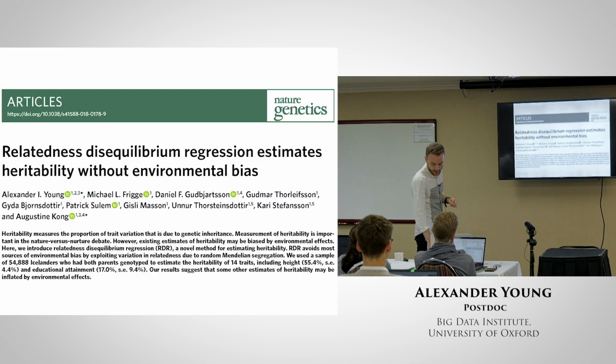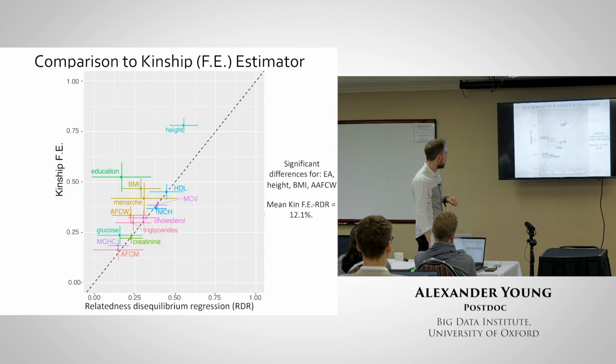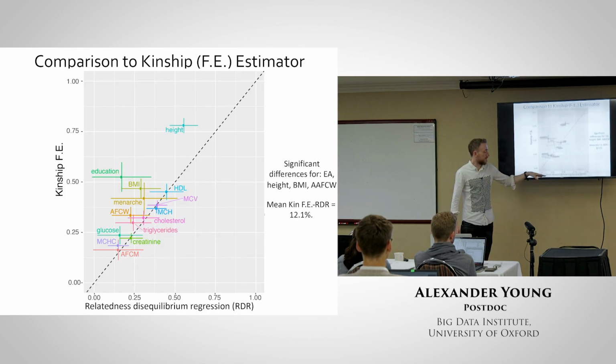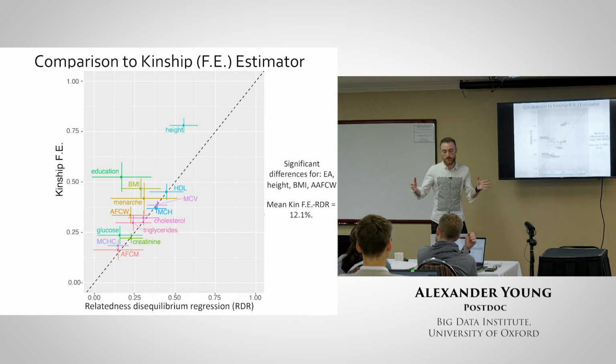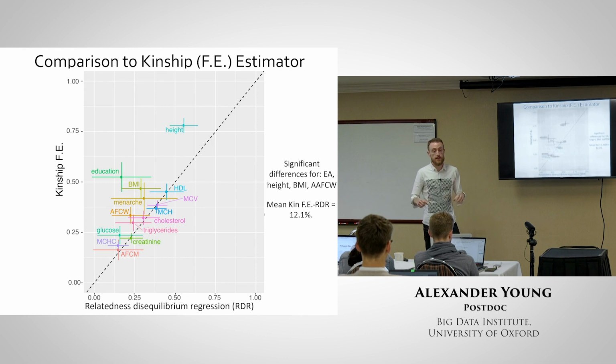So that was the method that I developed, and it was published last year. I'm just going to show some of the main results. The method is relatedness disequilibrium regression. It comes from fitting that covariance model. By fitting all those relatedness matrices jointly, you're essentially using the random variation in relatedness within a family rather than just the variation in relatedness, which can be confounded with all sorts of environmental things.